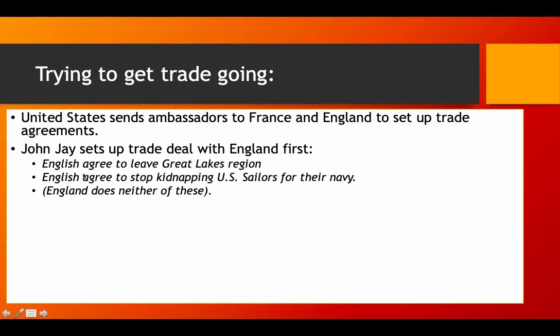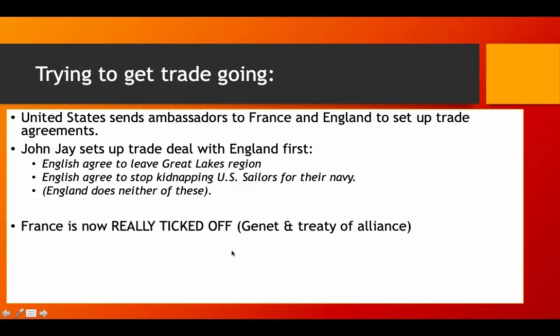The consequence of that is that France feels like the United States is going back to their abuser, England. Instead of helping France, instead of allying with France, or even at least setting up a trade deal with France first, the United States is still going back to England over and over again instead of France. And France, oh, they get so angry about this, okay? So France is really ticked off.